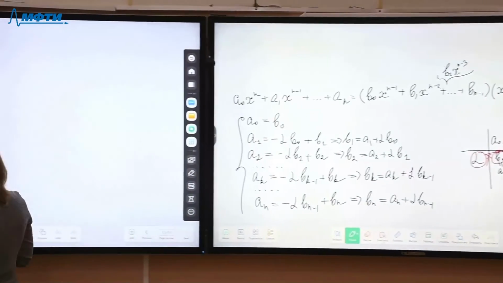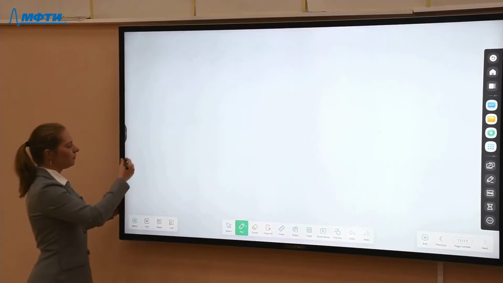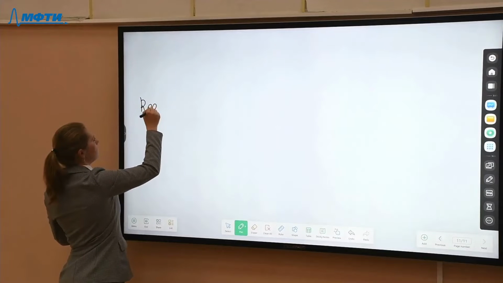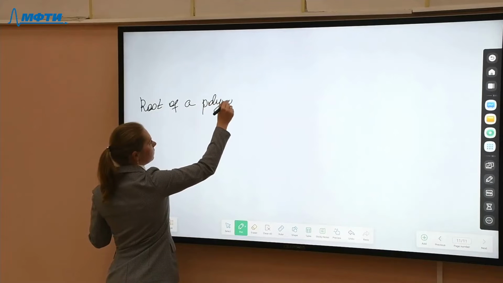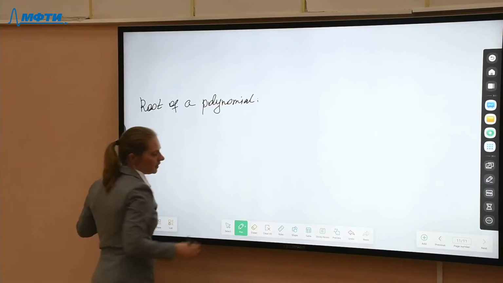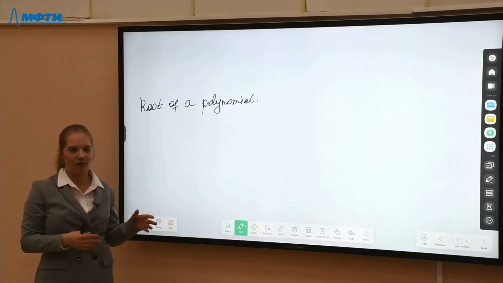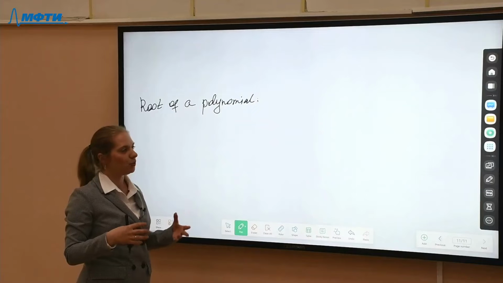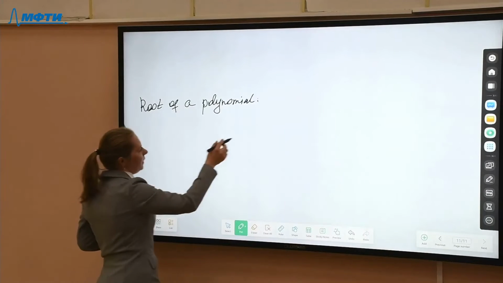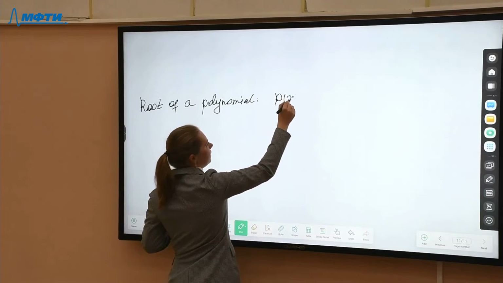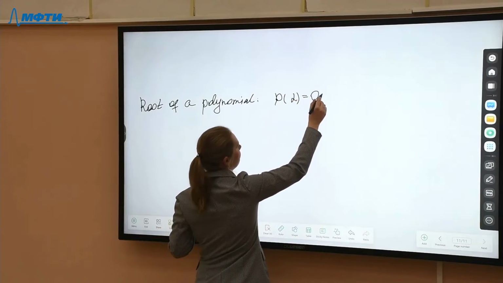Then there is a concept of a root of a polynomial. A root of a polynomial is a value of our variable such that we substitute this value into our polynomial and we get 0. So we say that alpha is a root of polynomial p of x if p of alpha is 0.